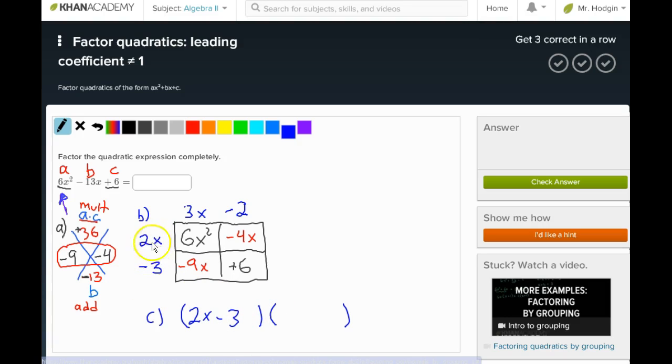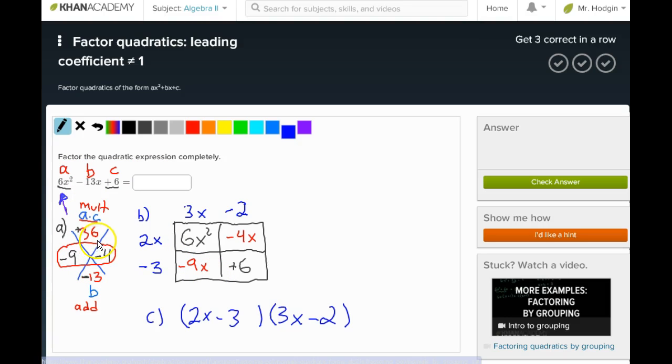Now I'm going to write my answer in no particular order. 2x minus 3. And 3x minus 2. These can be in either order. Doesn't matter which one's first or second. But that's the steps you need to go through. When you have a number in front, you absolutely have to go through all of these.